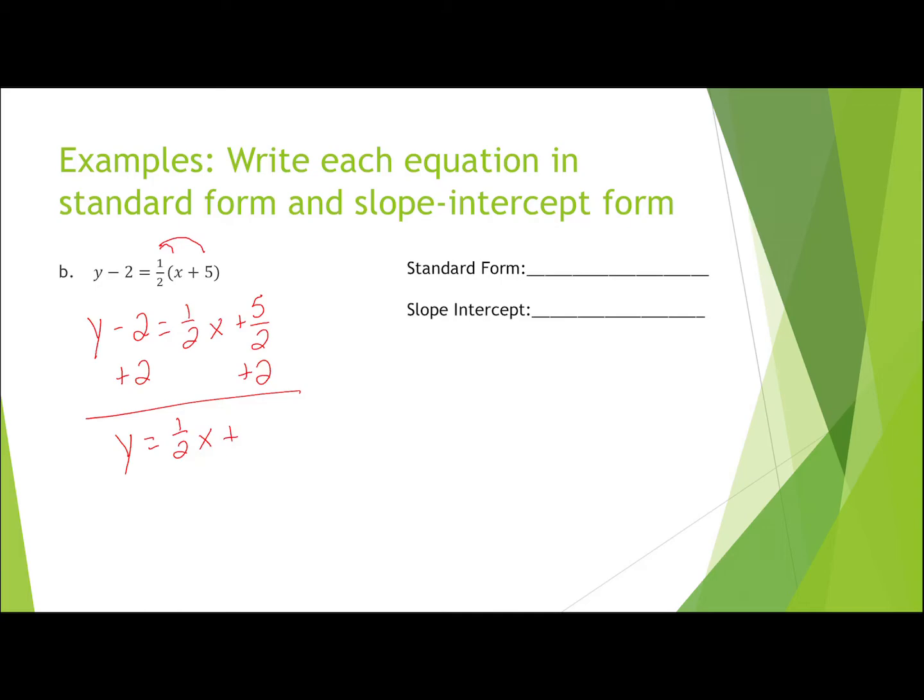You should get 15. Oh, just kidding, that is not right. Did the wrong numbers. 9 halves is what we should get. So we got y by itself. Our y equals mx plus b. That's our slope-intercept form.